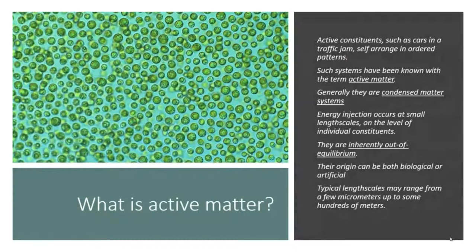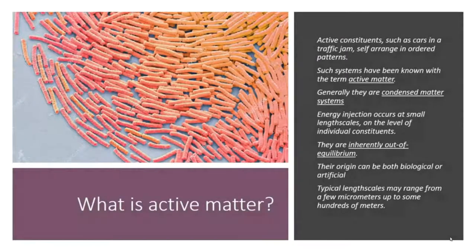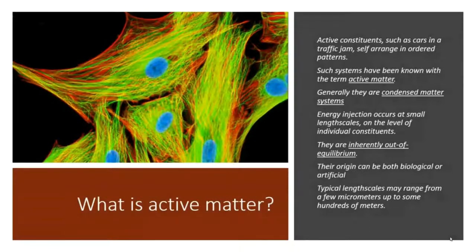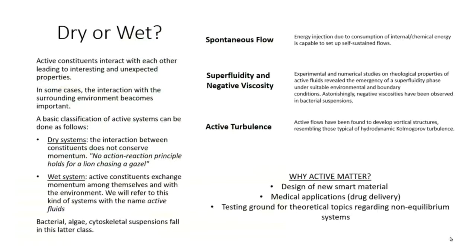For example, in this picture you're seeing a suspension of microalgae. Even bacteria can be looked at as active systems, or cells in an animal tissue, for example. Cancer cells can be looked at as active matter, so the aim of active matter may have some medical application. First of all, we need to understand what active matter is, how to model it, and how to solve the equations that can model active matter.